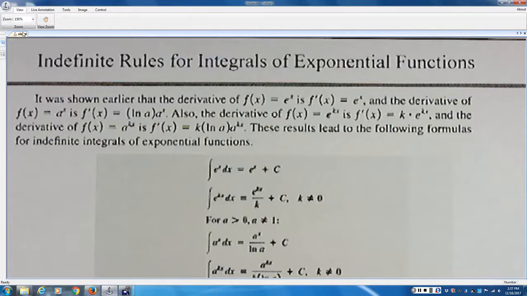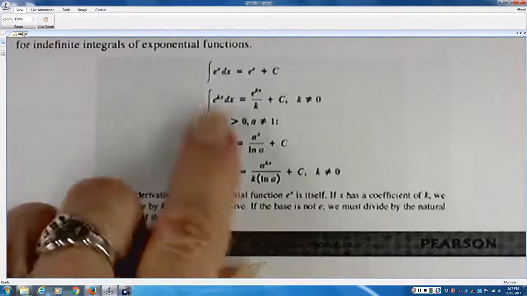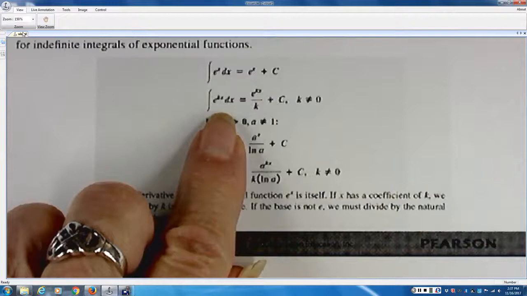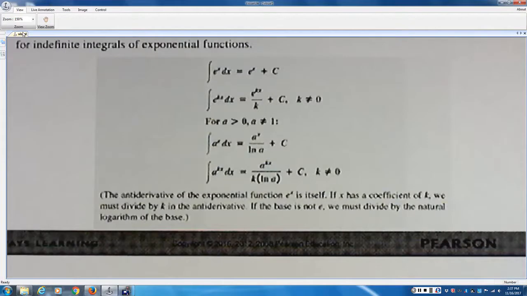So basically what we know about e to the x is that it's its own derivative, which makes integration of e to the x easier. And the second rule here says that if there's a constant in front of x, then all you do is just keep that constant and then divide by that constant.